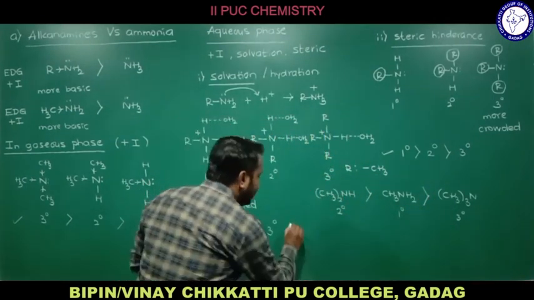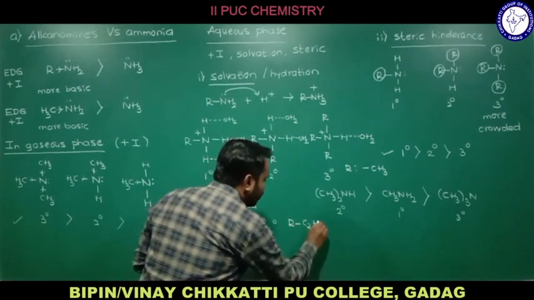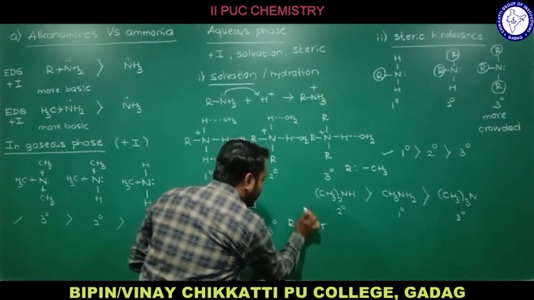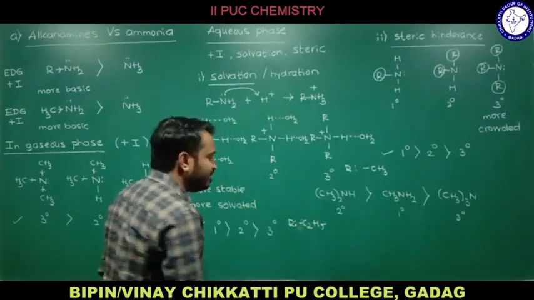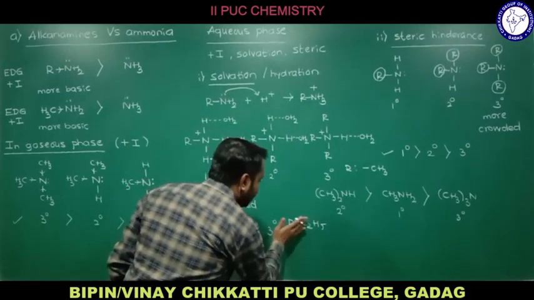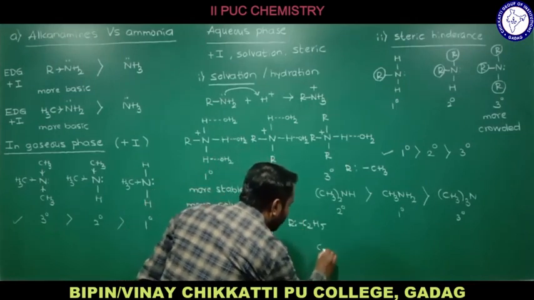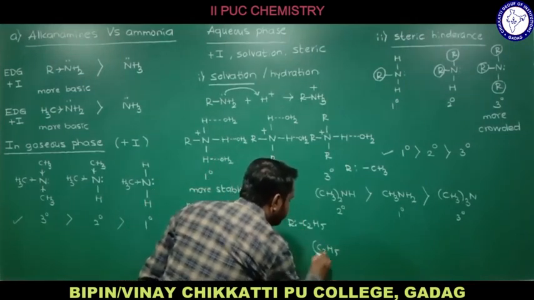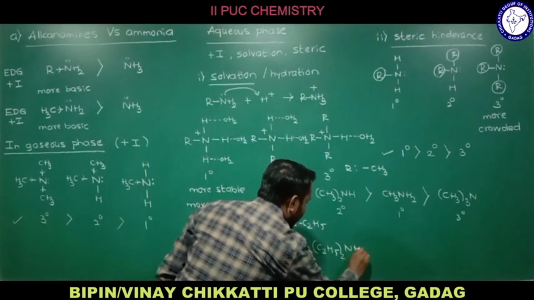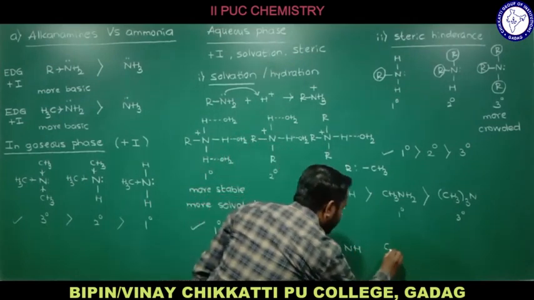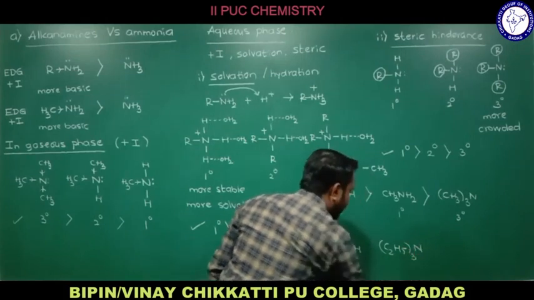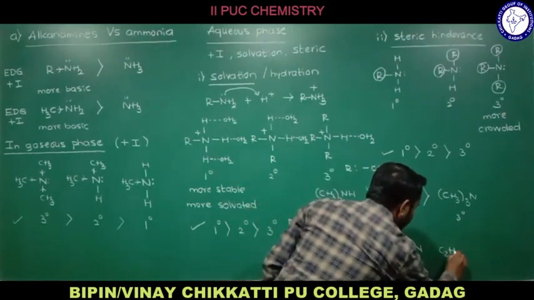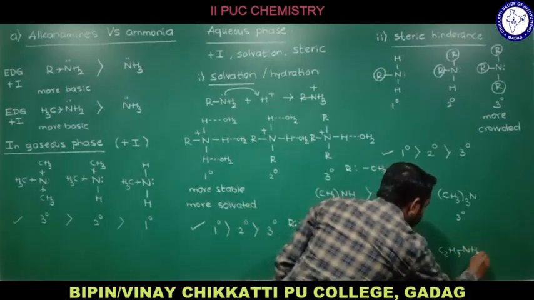If R is an ethyl group, so now let me consider if R is an ethyl group. What would be the nature of basicity? Let me write that if R is an ethyl group: (C2H5)2NH, (C2H5)3N, and C2H5NH2.